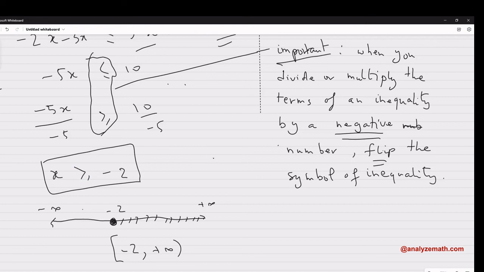Now, the most important things to retain from this video: when you have to expand expressions, you need to expand them first. The second thing was about inequalities with fractions. So you look for the common denominator, you multiply all terms. And then the third thing to remember, and it is very important, is that when you divide or multiply terms of an inequality by a negative number, we need to flip the symbol of inequality.